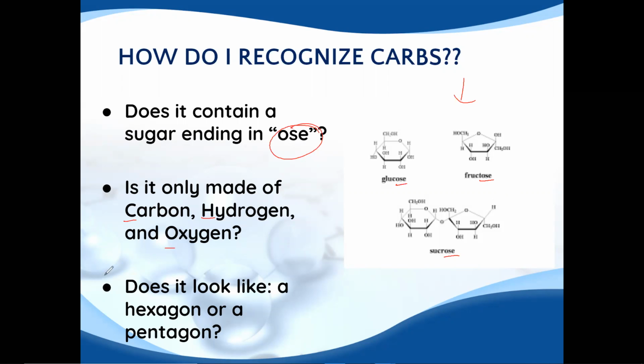And then this last one, does it look like a hexagon or a pentagon? So if we look at glucose, we see that hexagon shape. If you see that, it means you might be looking at a sugar. If we look at fructose, we see that pentagon shape, that five-sided figure, that might be a sugar. With sucrose, we're seeing a glucose and what looks like a fructose strung together. So we have that hexagon and that pentagon shape. So that can be indicative of sugars as well. So I just wanted to make sure that you realize, hey, look for all these things if I'm ever asking you to identify one.